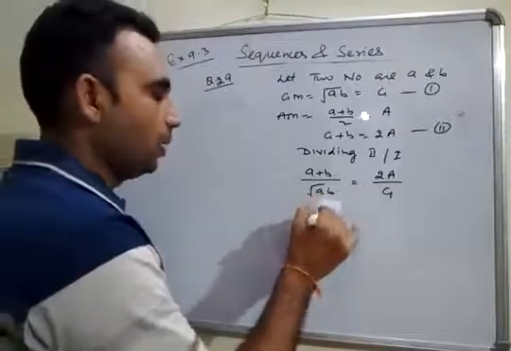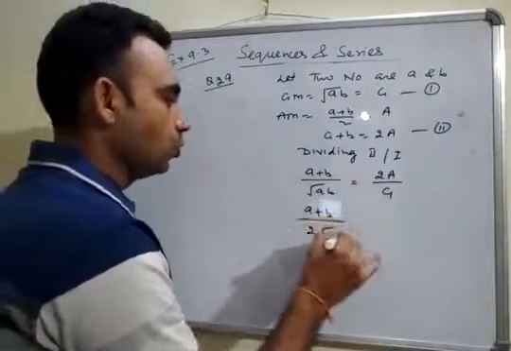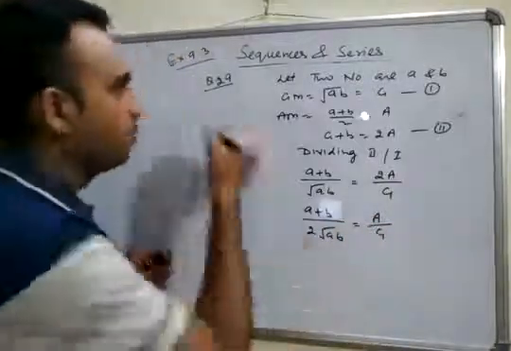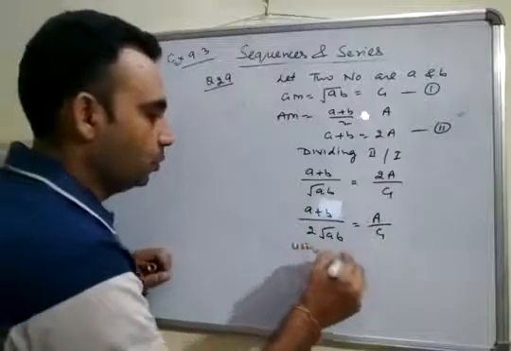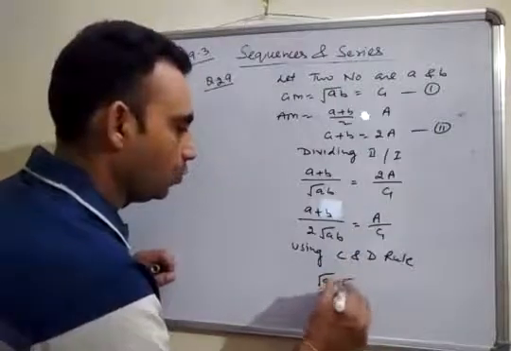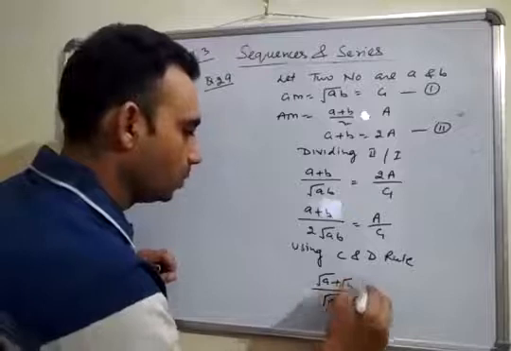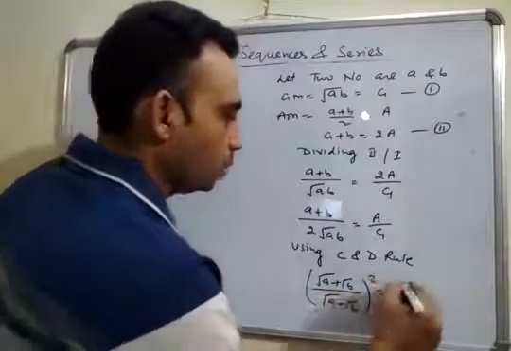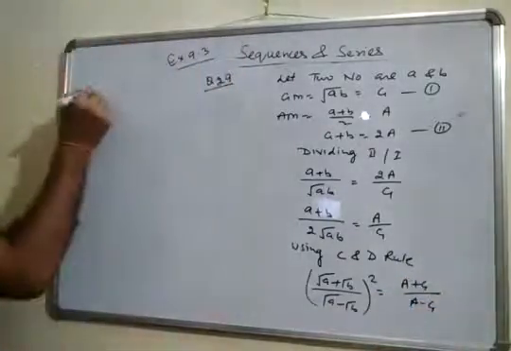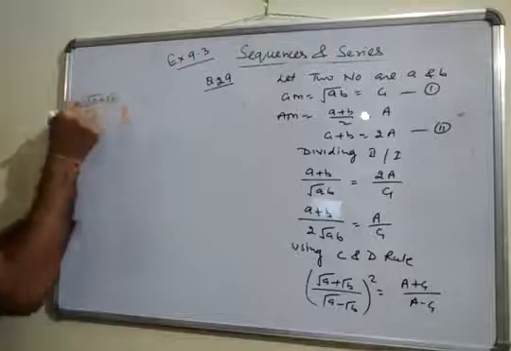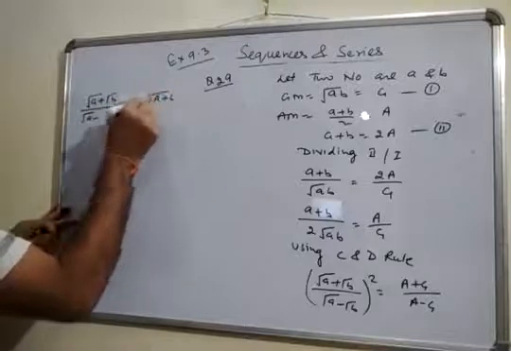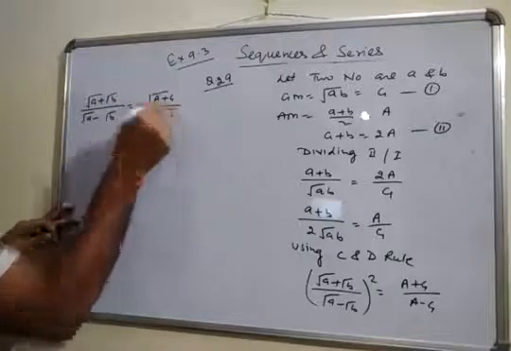Transposing this to here, so (A plus B) upon twice of root AB is equal to A upon G. Using componendo and dividendo rule as in question number 28, what we get? (Root A plus root B) upon (root A minus root B) square is equal to (A plus G) upon (A minus G), or (root A plus root B) upon (root A minus root B) is equal to (root A plus G) upon (root A minus G).